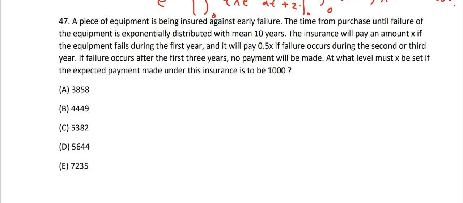Okay, so for problem 47, we buy insurance against early failure. The time from purchase until failure, this x, that's t, or time, follows an exponential distribution. Exponential distribution, mean is 10. Okay.